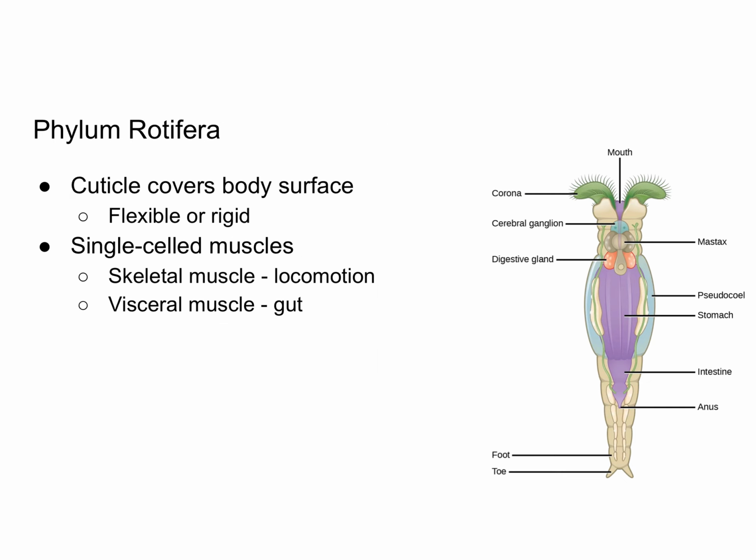They have a cuticle that covers their body surface, so it kind of makes up the outermost layer of their body. That cuticle can be flexible or rigid depending on the species. They also have some kind of basic muscles, so single-celled muscles. They have some skeletal muscle that helps them to move around, and they have some visceral muscle that is found in the gut.